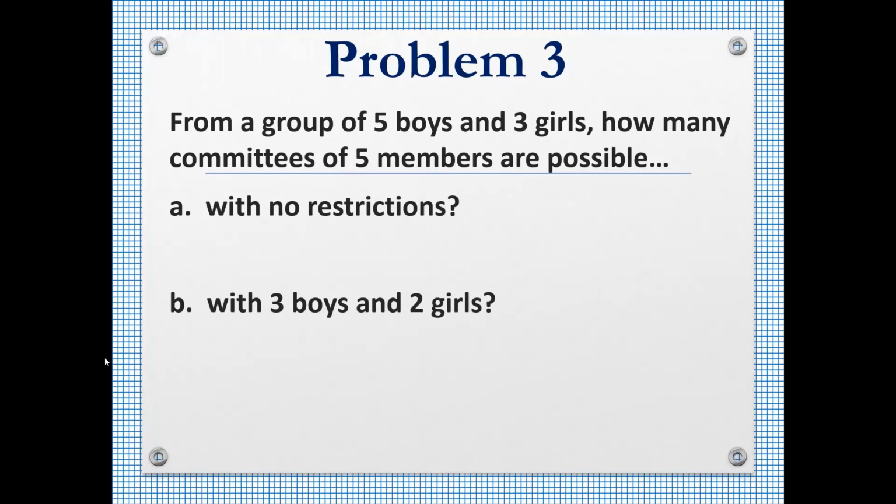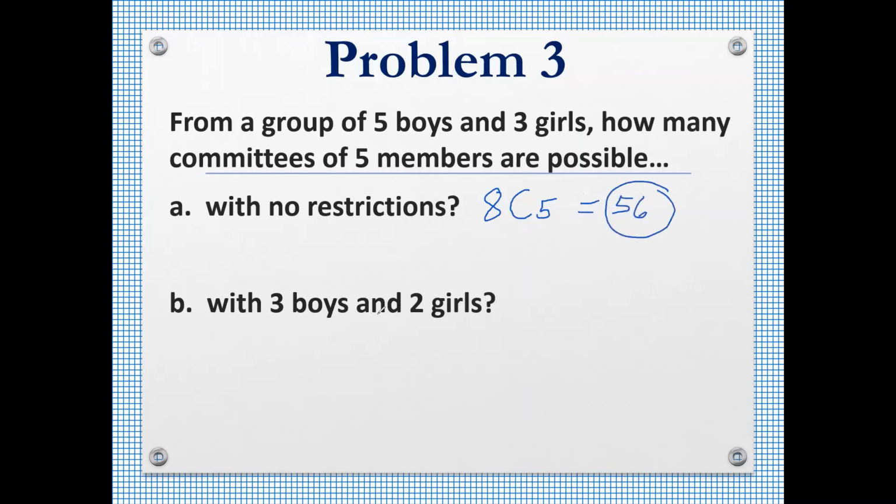Now, let's solve. With no restrictions, so you add. There are 5 boys and 3 girls, so there are 8 people in all. So 8C. Without restriction, you have to form different committees of 5 members. So simply 8C5. And 8C5 is 56, right?